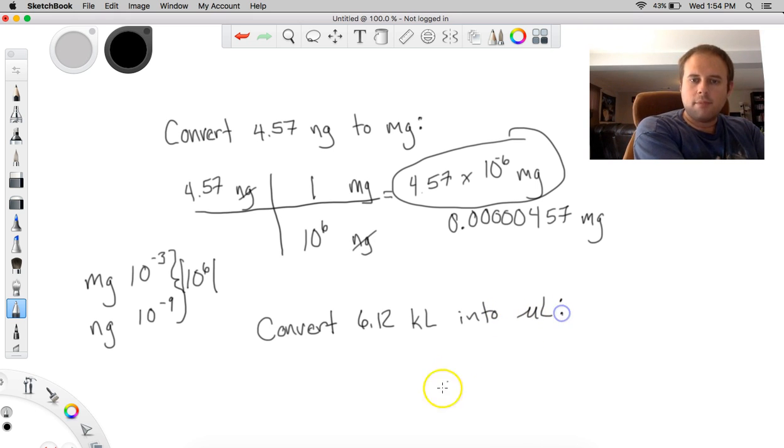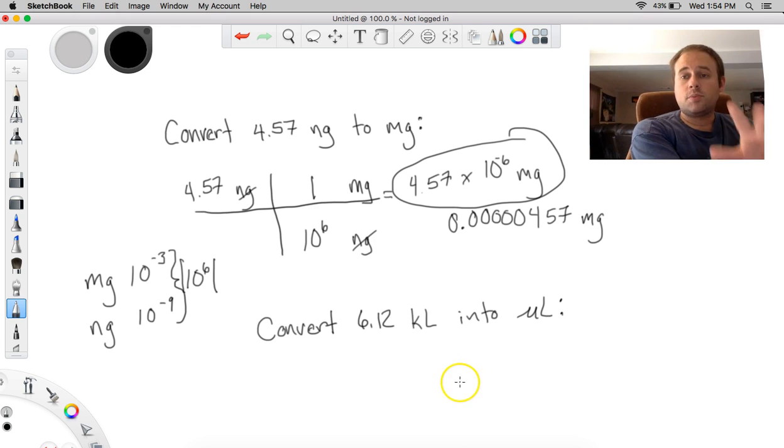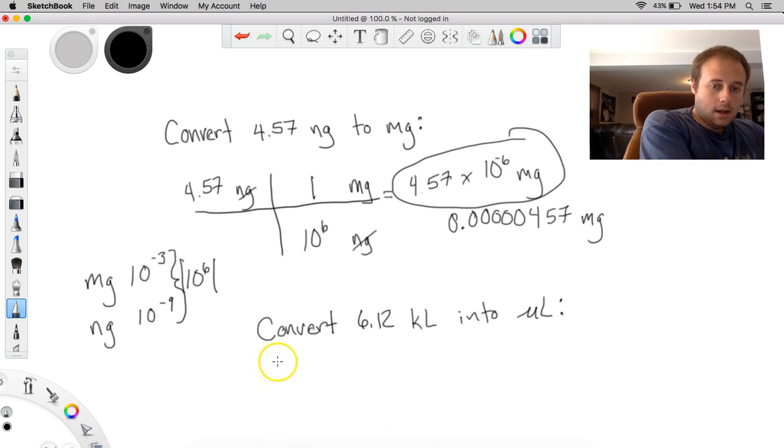So similar to the problem above, in that there's prefixes associated with both. Now I'm still using the same base unit, liters. So this is still an intra conversion, not an inter-unit conversion. So I'm going to go a little bit quicker with this one because you guys should understand where I'm coming from now. Okay, kiloliters. I'd like to cancel out kiloliters and go to microliters.